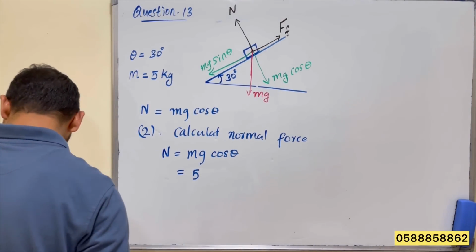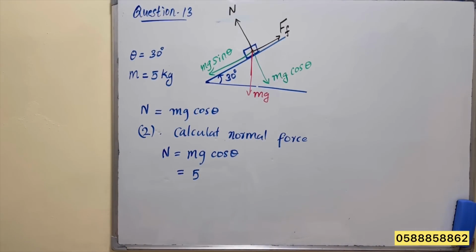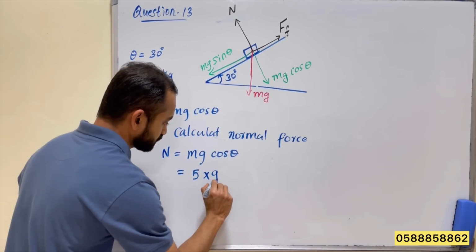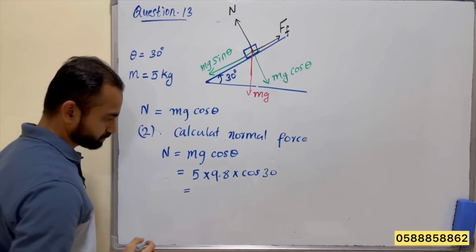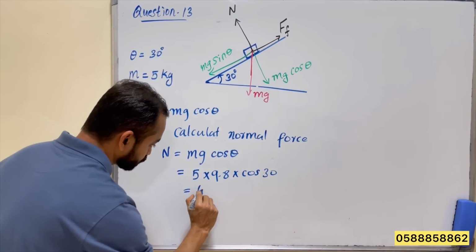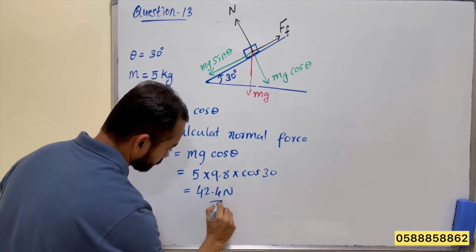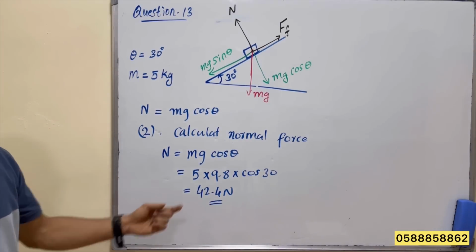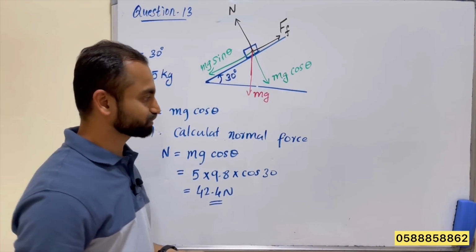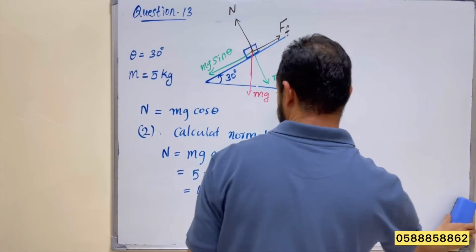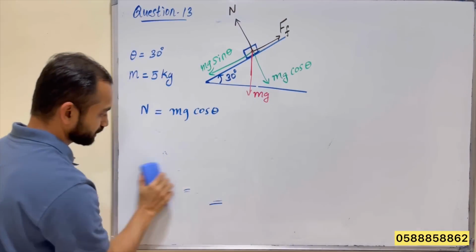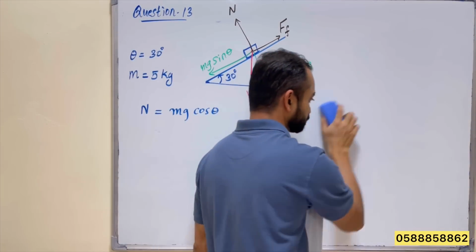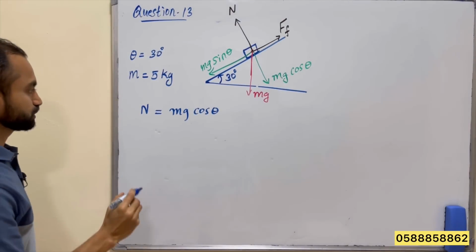Whatever the mass of the object is, you can use that. So mass is equal to 5 kilogram, g 9.8 multiplied by cos 30, which equals, we have just calculated, 42.4 Newton. So normal force is always equal to the perpendicular component of the weight of the object, or the weight of the child, if you are solving a question in which a child is sliding on an inclined plane. Okay, the next question number 3.